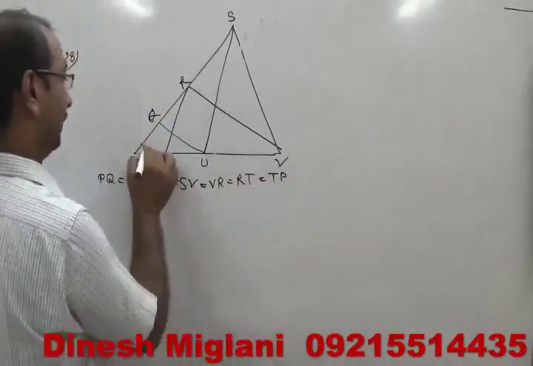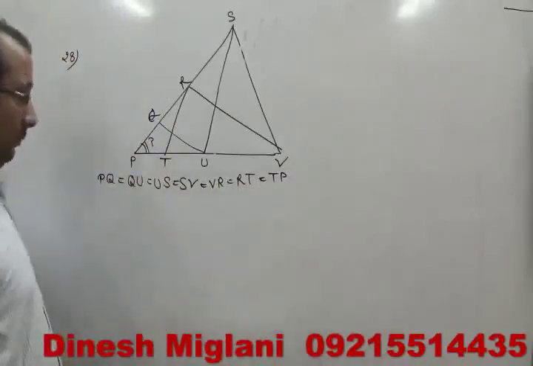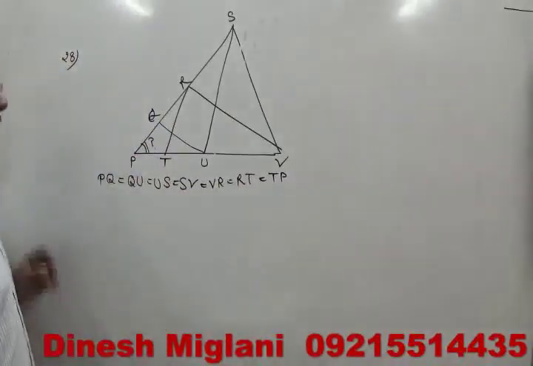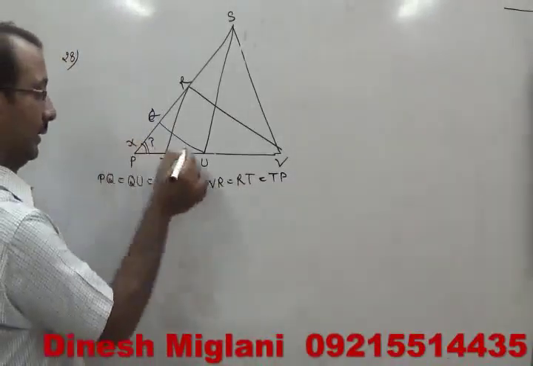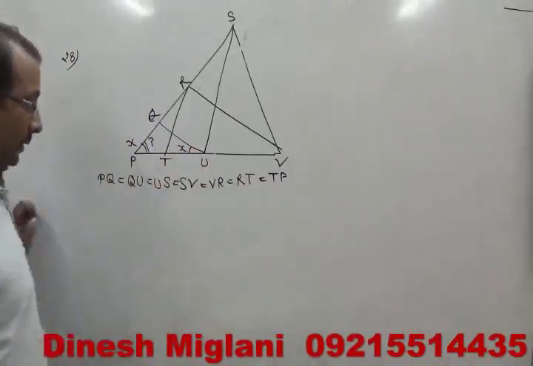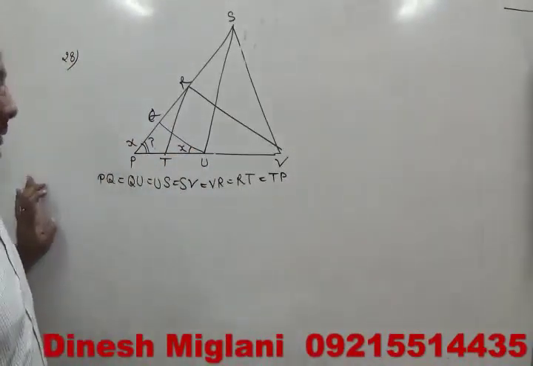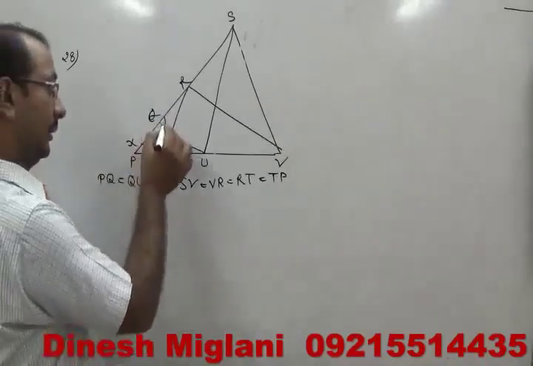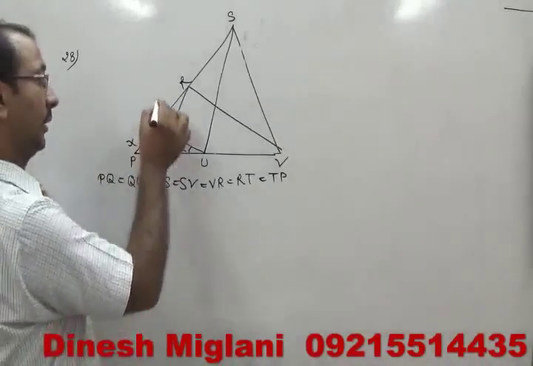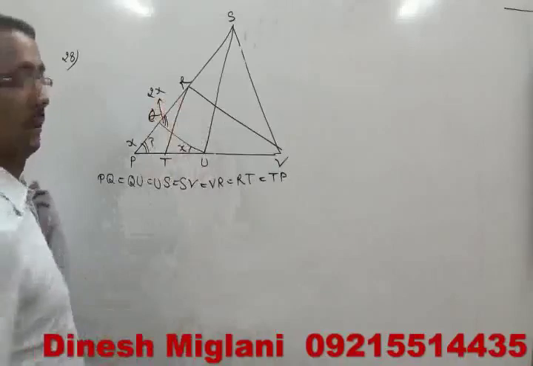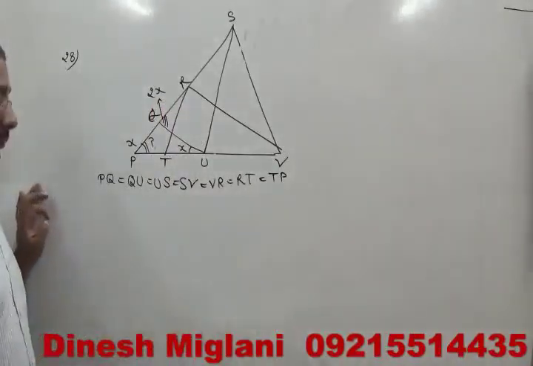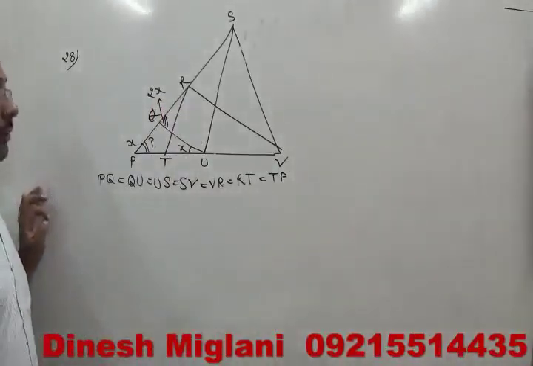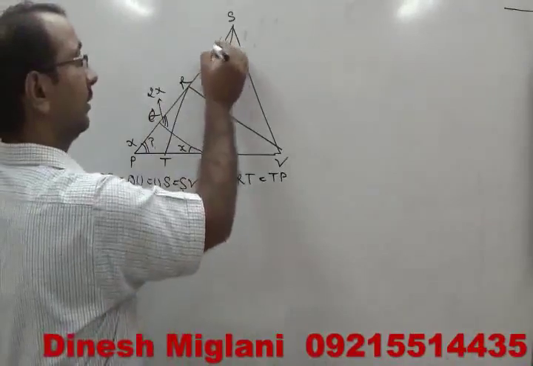You have to find what this angle P is. That's our question. Now PQ is equal to QU. Let us say this is x. This is also x. We can say QU is equal to US. Now this is x, this is x. Now this is the external angle to this triangle, so it is equal to the sum of the two opposite internal angles. So we can say that is 2x. Now QU is equal to US, so this must be 2x.